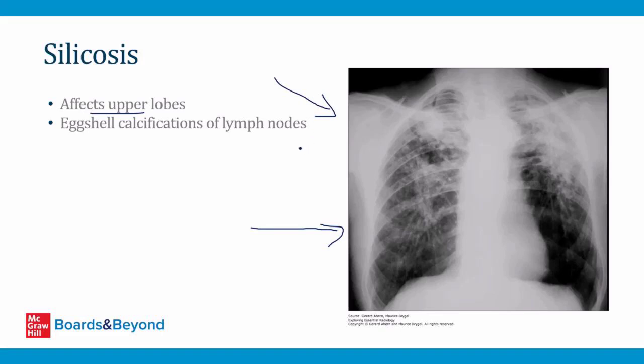And then the lymph nodes can become calcified in patients with silicosis, and you can see the calcium looking like an eggshell around the lymph nodes in a chest X-ray. This is not really shown that well in this example right here, but you can look at other examples online. And so these eggshell calcifications of lymph nodes are sort of a classic finding in silicosis.